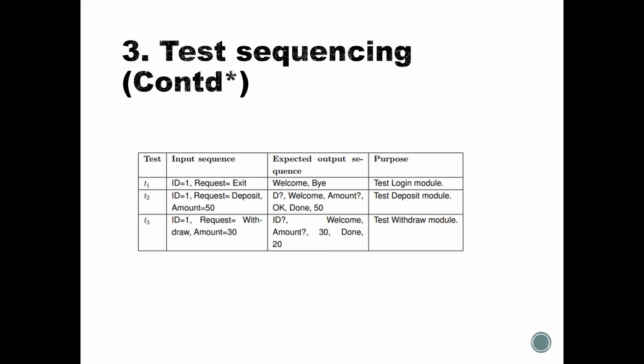Now let us assume this is how test T2 works. You have the ID 1, then you request to do a deposit. You enter the amount 50, and the expected outcome of the sequence is: okay, welcome, and then it asks for the amount. You enter 50, then it says okay, the amount is done, and the test deposit module works.